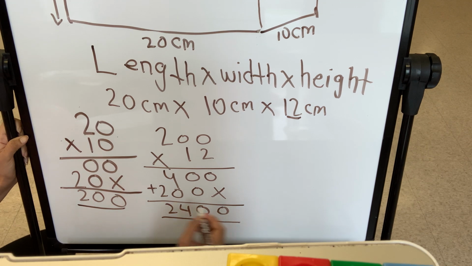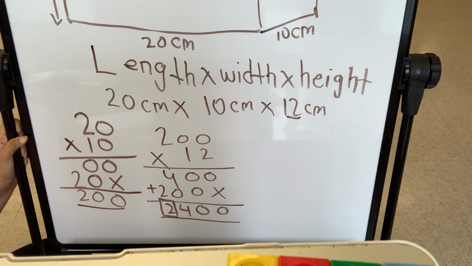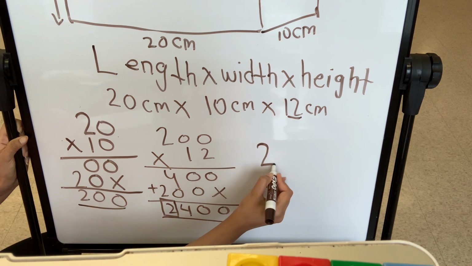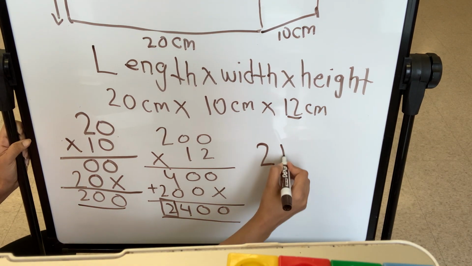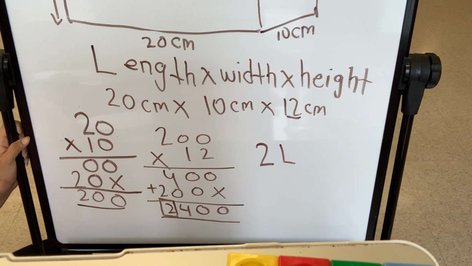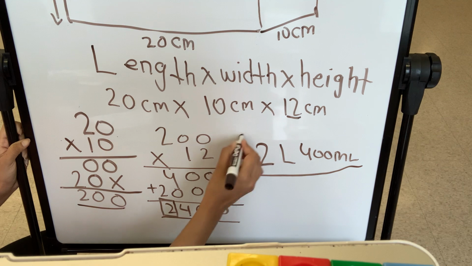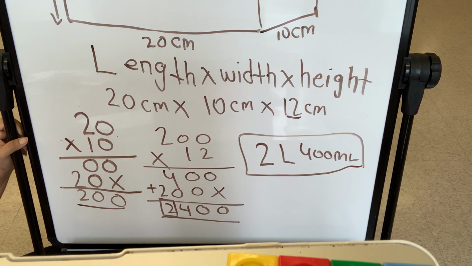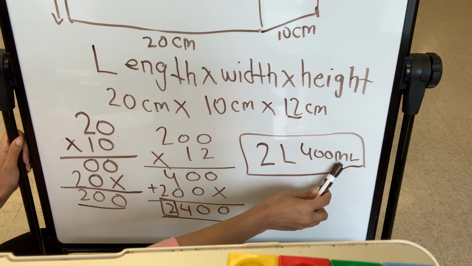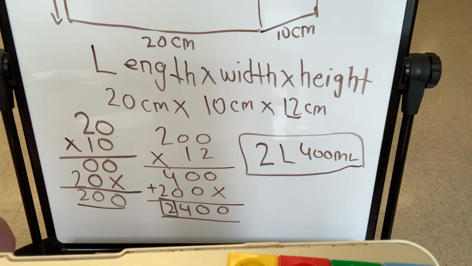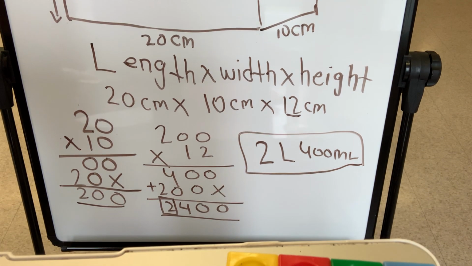Remember, my thousands are my liters, so 2 liters and 400 milliliters. Okay, so that is how I multiplied, and I found the volume in liters and milliliters. Okay, does that make sense? So that is what you need to know for this lesson.